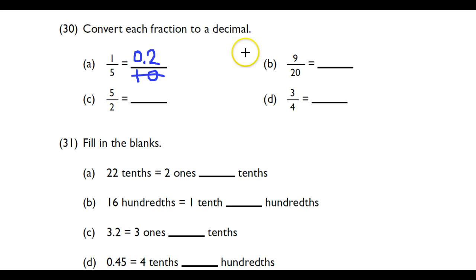Now let's take a look at B. 9 over 20. Now convert this into 100. Convert this 20 to 100, what do we do? Times 5. So this is 100, a nice one. And if you times 5, 9 times 5 is 45. So 45 over 100.